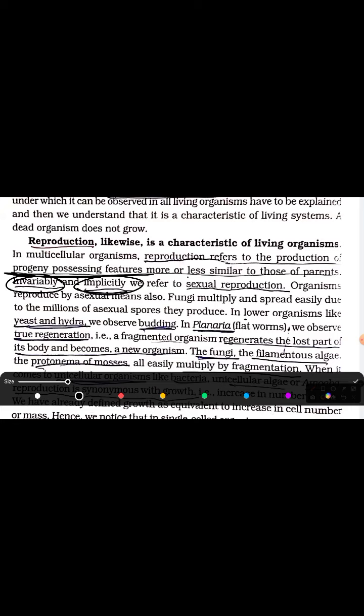In the case of hydra, they do budding. Everyone knows what budding is, right? We have learned it in 6th standard itself. And in the case of planaria, which is a flatworm, it is by true regeneration, that is fragmentation.